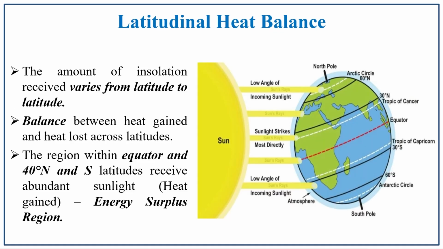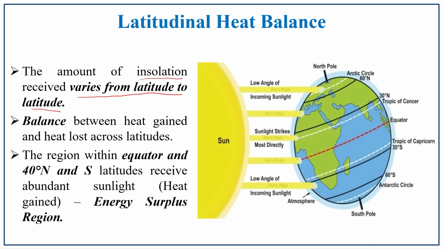First and foremost is the latitudinal heat budget, that is, heat balance. The amount of insolation received varies from latitude to latitude. We all know that the sun's rays come from the sun, but are they equally distributed? No, they are not equally distributed; they vary in each and every latitude.